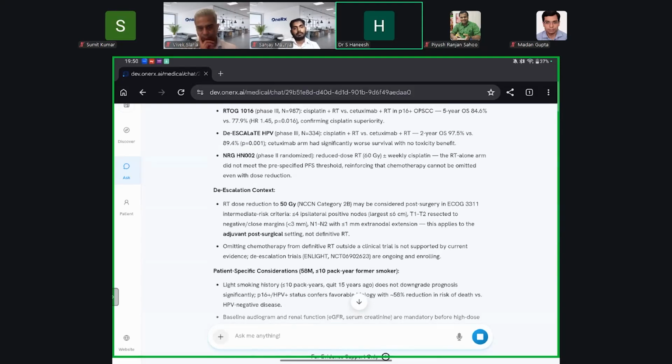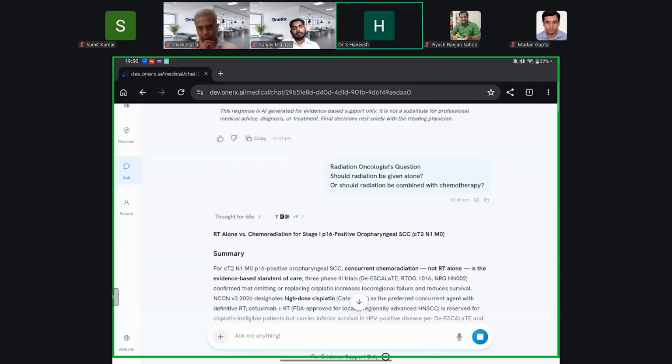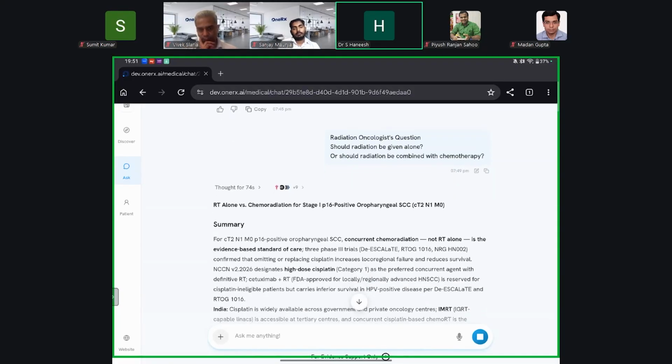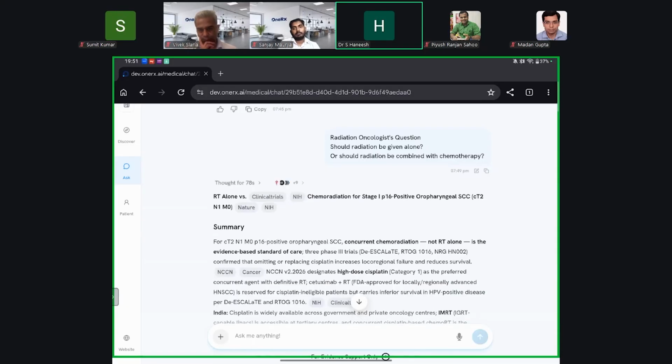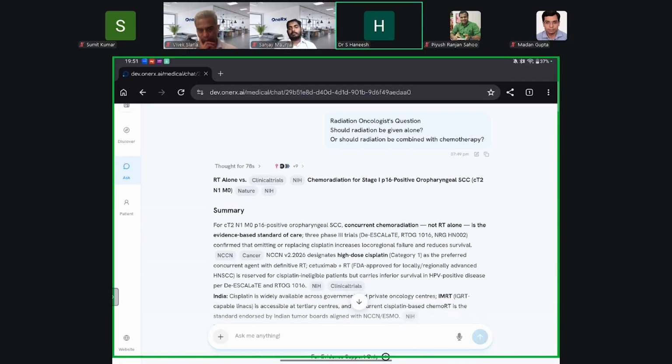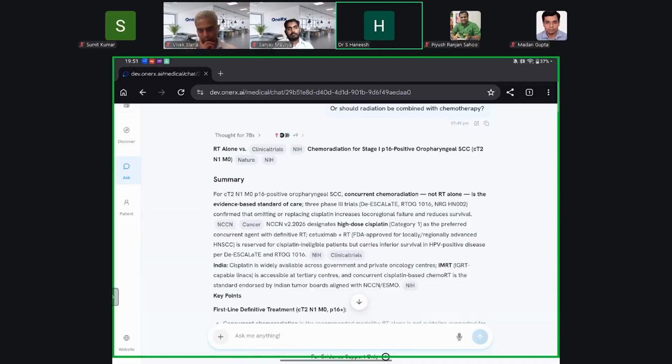So here I have asked a radiation oncologist question: should radiation be given alone or should radiation be combined with chemotherapy? So for stage 1 HPV positive squamous cell carcinoma with N1 nodal disease, concurrent chemoradiation remains the standard of care. You can see here concurrent chemoradiation is the standard of care. And why not radiation alone? N1 nodal involvement carries a sufficient loco-regional risk to warrant concurrent systemic therapy.